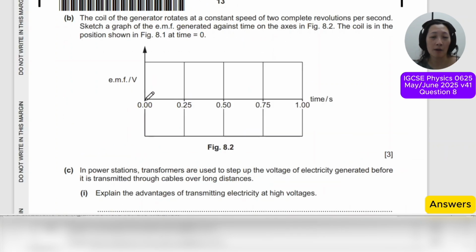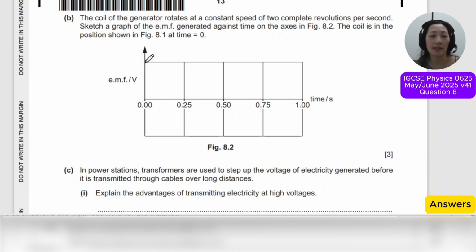So we do not start from 0, we will start from a point, let's say at the top over here. The value doesn't matter because there is no value for the voltage given, as long as you draw the peak at 0. Now what's the time period for 1 complete revolution? They told us the generator makes 2 complete revolutions in 1 second. That means that you need to draw 2 complete waves from 0 to 1. So 1 complete revolution must be completed within 0.5 seconds.